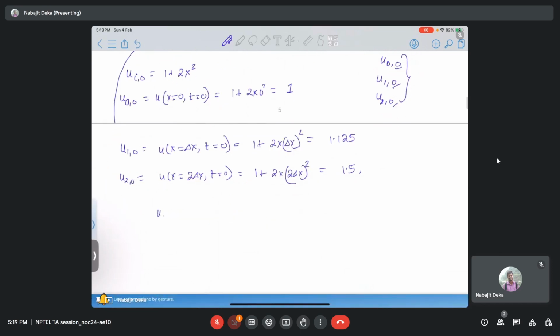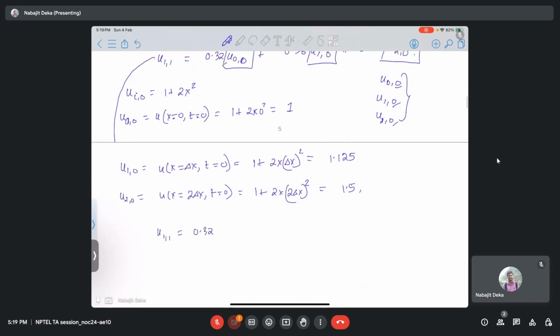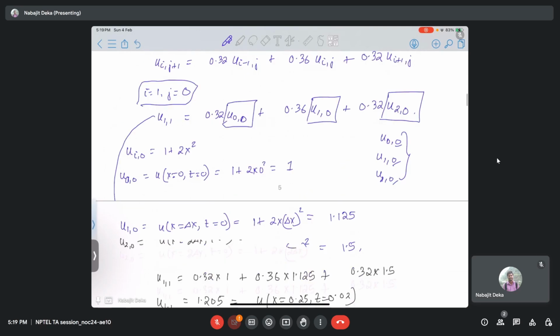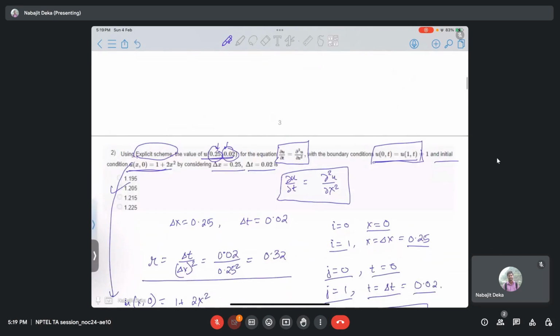So if we put the values here, u(1,1) will be 0.32 into 1 plus 0.36 into 1.125 plus 0.32 into 1.5, equal to 1.205. So u(1,1), that is actually u at x equal to 0.25 and t equal to 0.02, is 1.205. So option B is the correct answer.